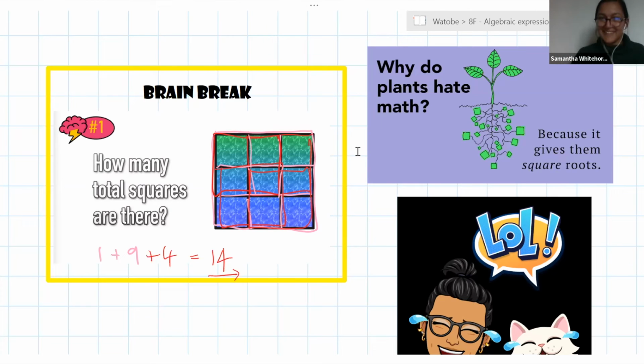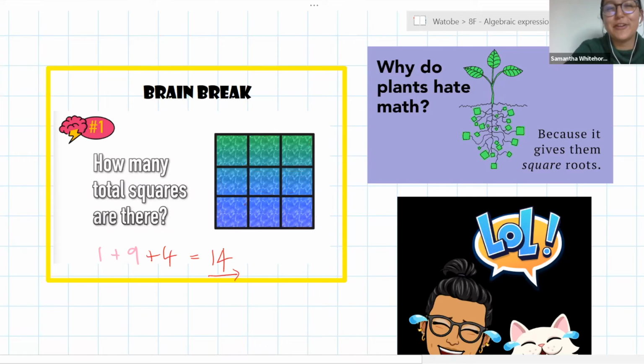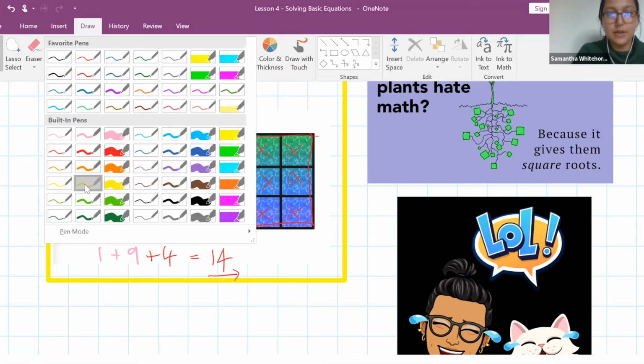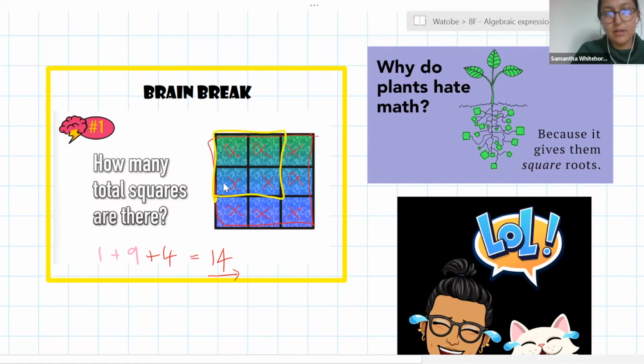Sorry, ma'am, how did the squares become 14? Okay, very quickly: 1, 2, 3. So we've got 9 little ones. We've got one big one. But what we need to be careful of is that they can actually overlap. So this is a square, and that's another one. So that's now 10, 11, 12. So there are overlaps that we need to be careful of.